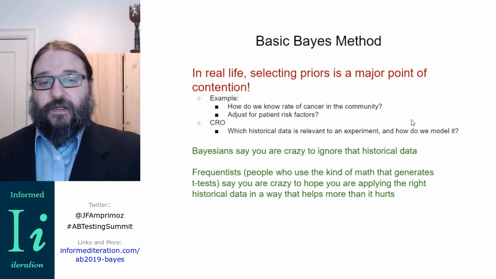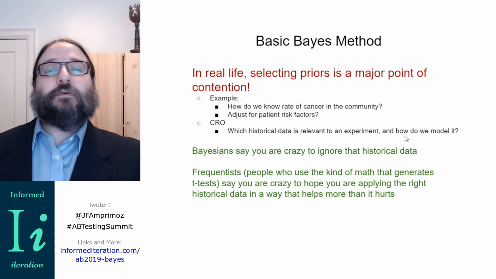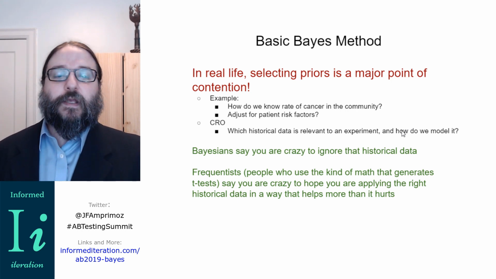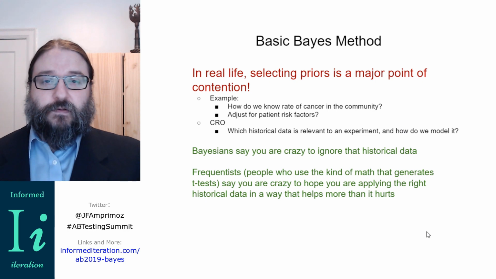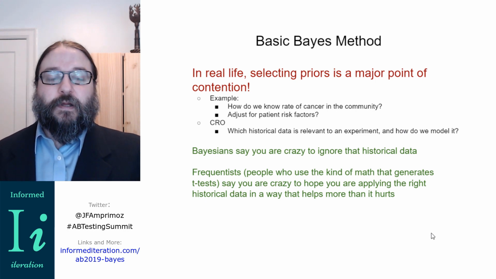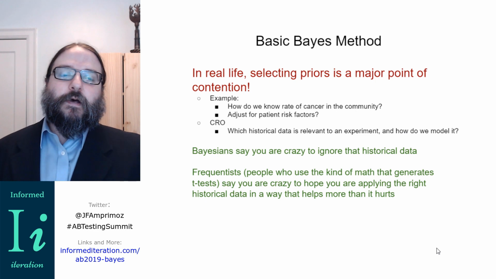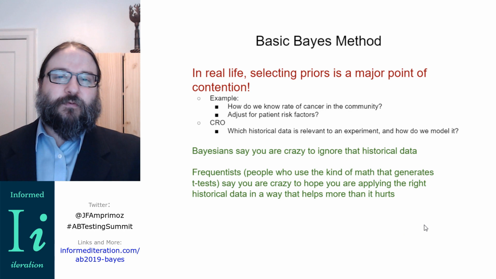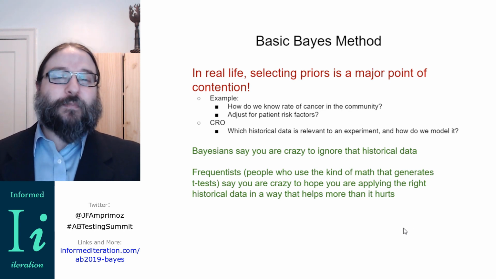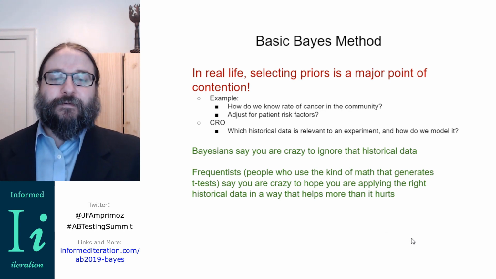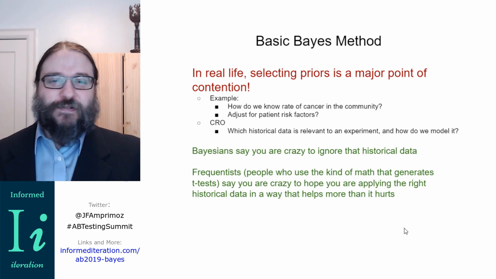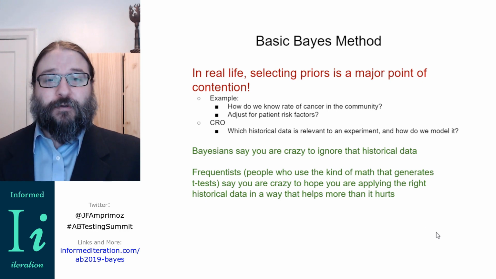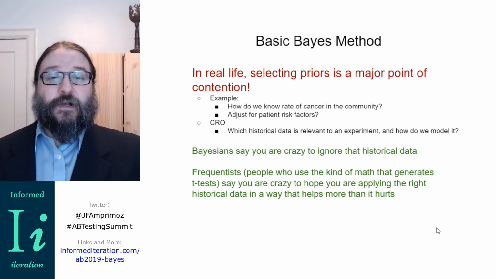And how are you going to model that? So Bayesians say you're crazy to ignore that historical data. There's too much value in there, so we're going to incorporate it using this method. And frequentists, the word for the kind of math that makes t-tests, say no. There's so much information there that for you to find the right piece of information and make the right assumptions to apply it the right way, to help more than you're going to hurt, is not going to happen.